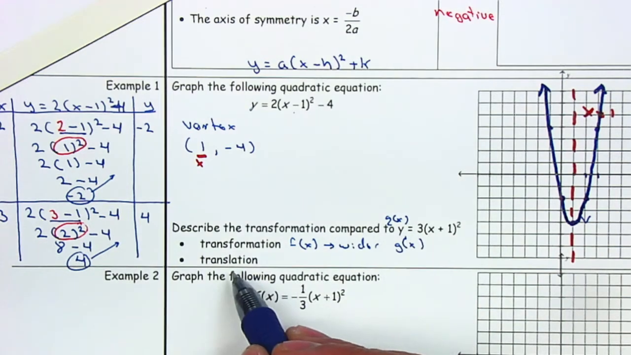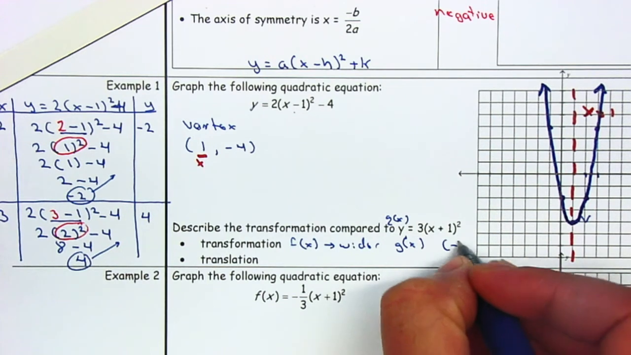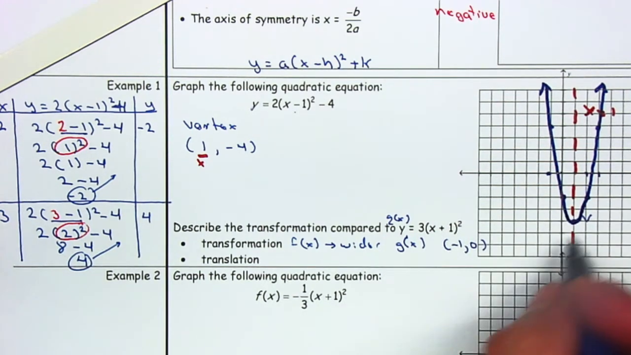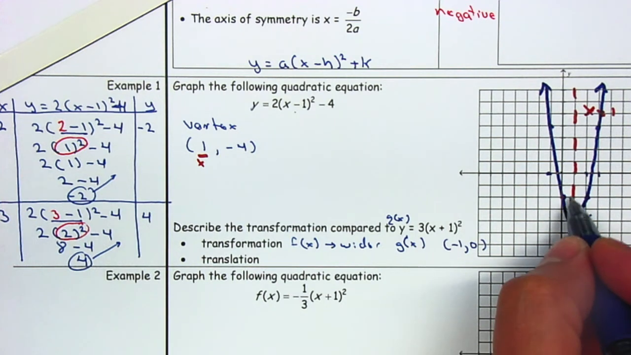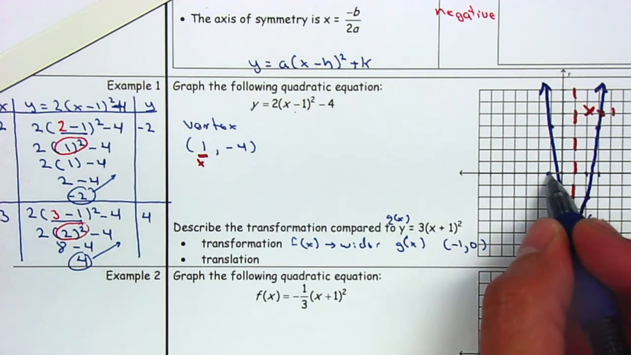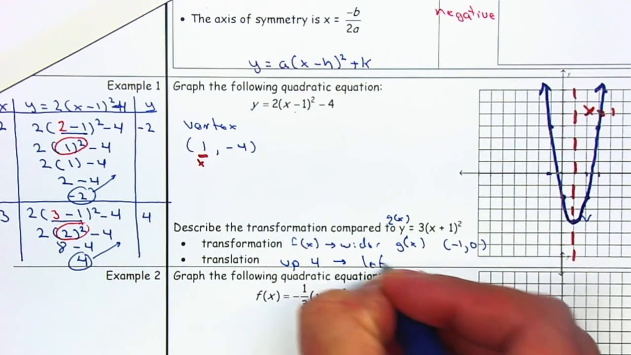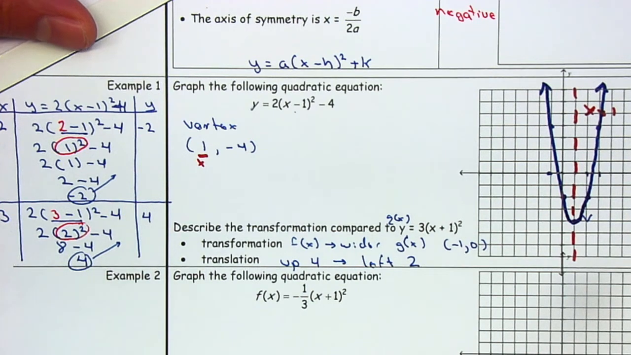Now we need to compare the translation, so let's just find the vertex for this, which is negative 1 comma 0, so it'll be right here. So we have to shift from here to here, so we're going to go up 1, 2, 3, 4, and to the left 2. So up 4 and to the left 2. And we're going to call this g of x. Let's continue with the next problem.